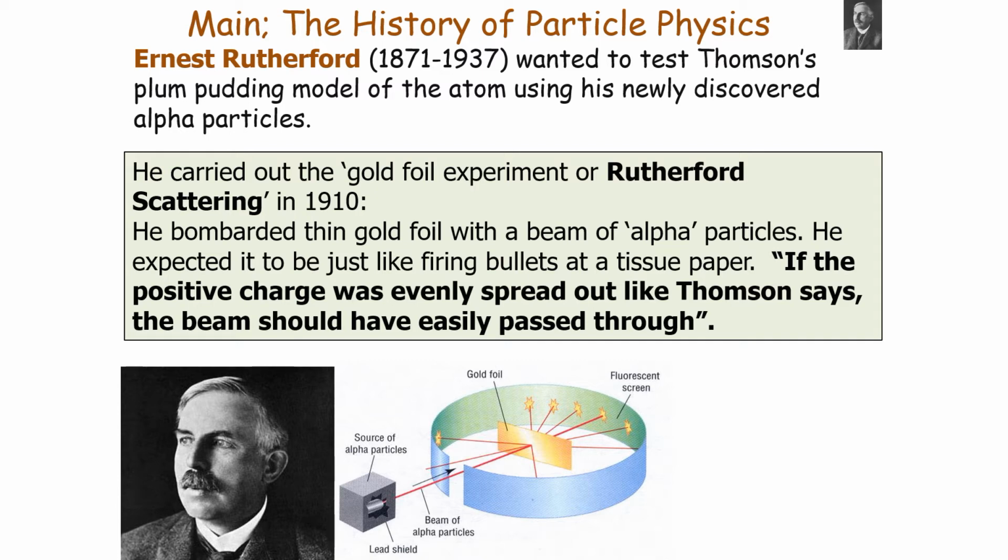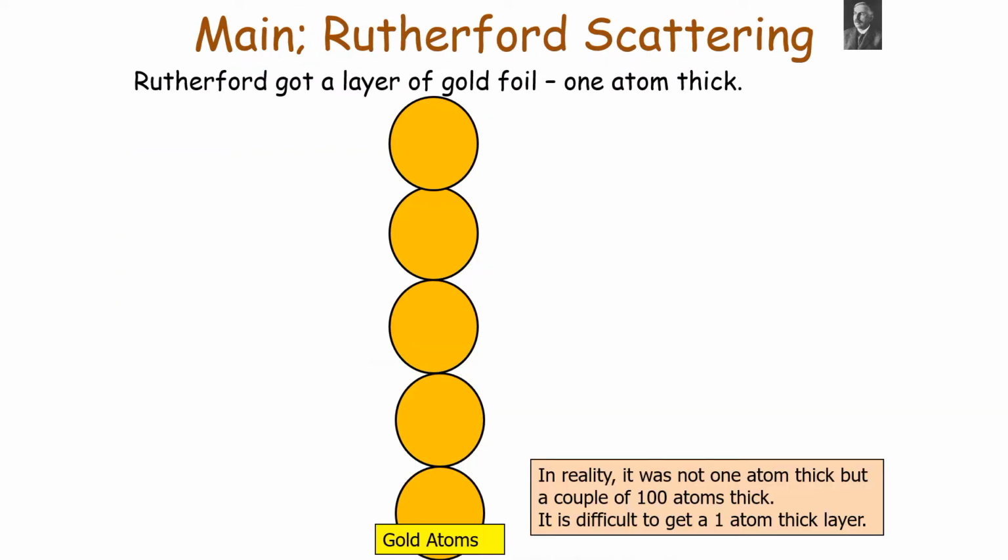So what he did is he bombarded thin gold foil with a beam of alpha particles, and he expected it to be just like firing bullets into tissue paper because the alpha particles are travelling extremely quickly. So he said if the positive charge was evenly spread out like Thomson says, the beam of alpha particles should easily pass through. So Rutherford got a layer of gold foil 1 atom thick. Now in reality it wasn't actually 1 atom thick, it was about a couple of hundred atoms thick because it's difficult to get a 1 atom thick layer.